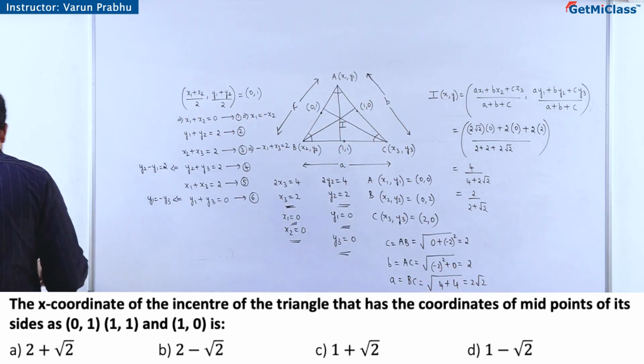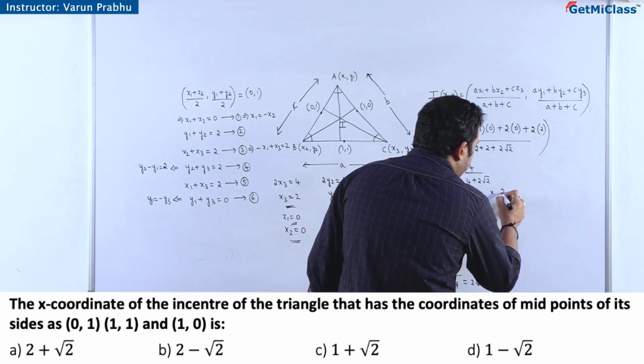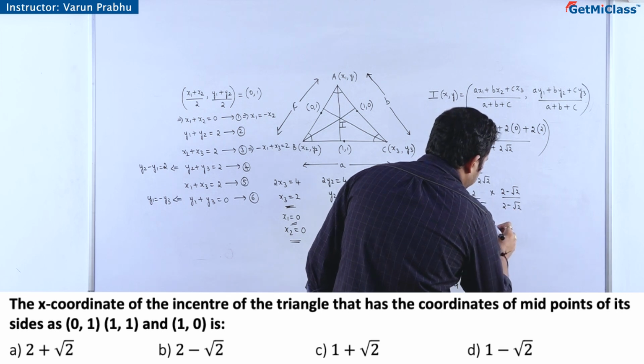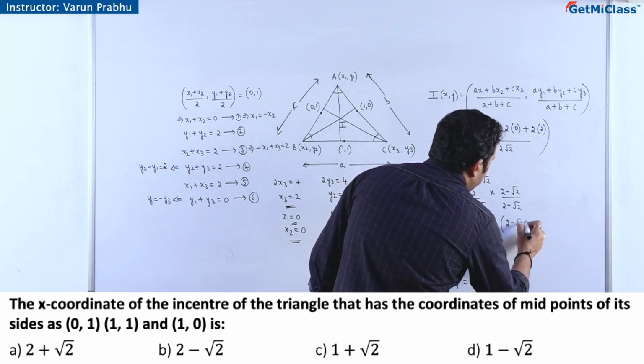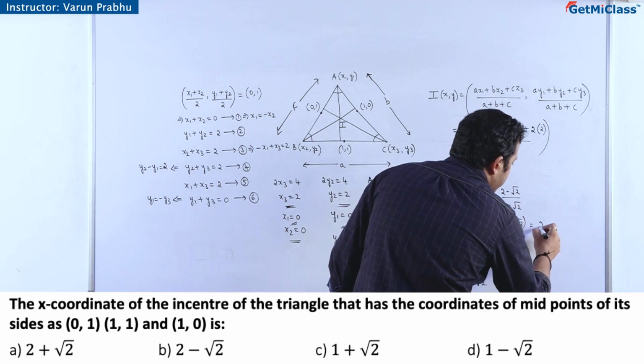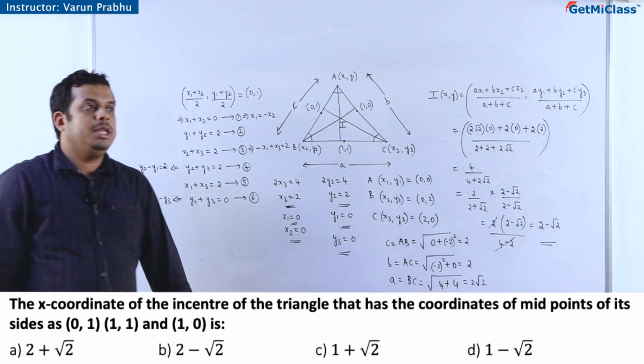If you look at the options here, what will we do? Multiply by 2 minus root 2, divide by 2 minus root 2. One of the options should match, right? 2 into (2 minus root 2) divided by 4 minus 2. 4 minus 2 is 2, so the 2s will get cancelled. So your answer to the question will be 2 minus root 2. This will be the answer to the question.